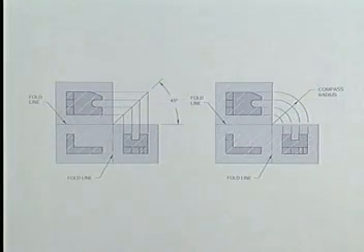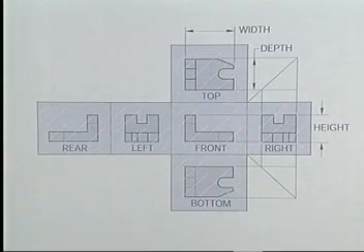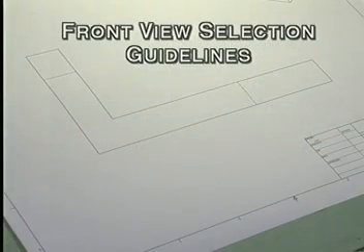Each of the views also interacts with other views. The length, width, and height of the objects are translated between the drawings. Follow these 3 guidelines to select the side of the part that should be your front view.